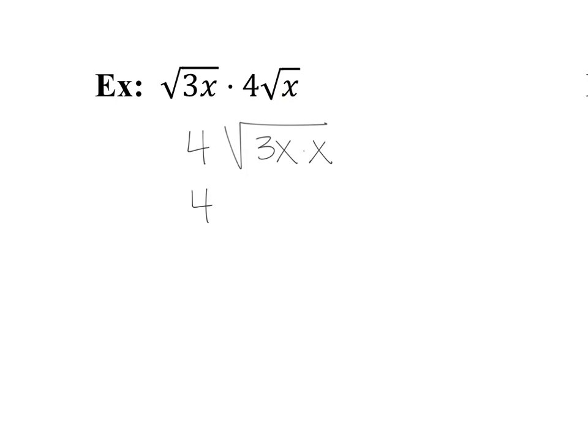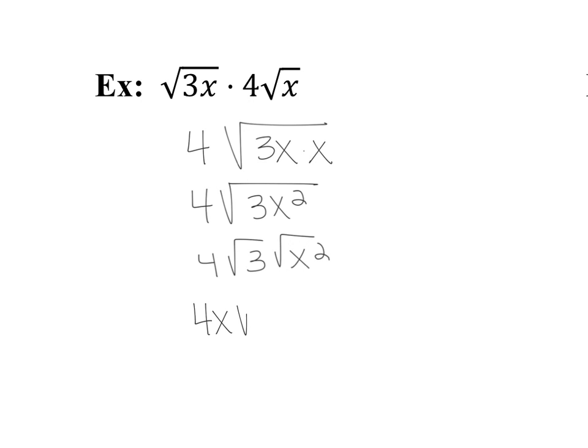I'm going to keep my 4, and then I'm actually going to multiply these, which will give me 3x squared. But now I can resplit. So we can make it radical 3 and radical x squared. But then I know the square root of x squared is x, so that will come out and join the 4, leaving me with only a 3 left inside the radical.